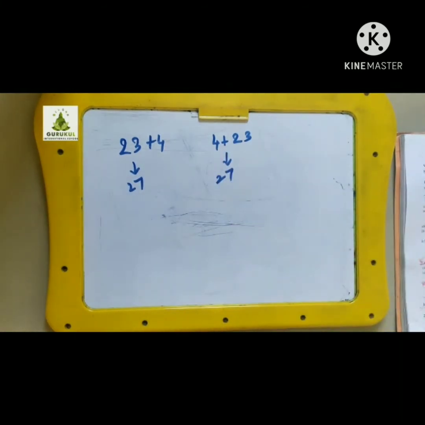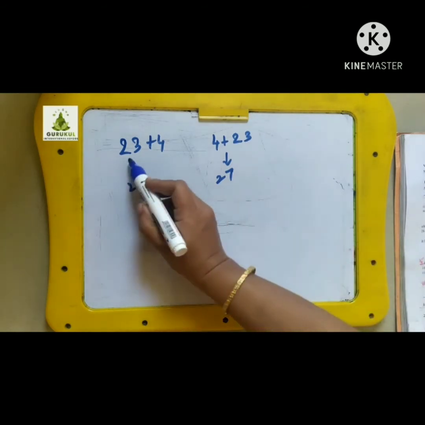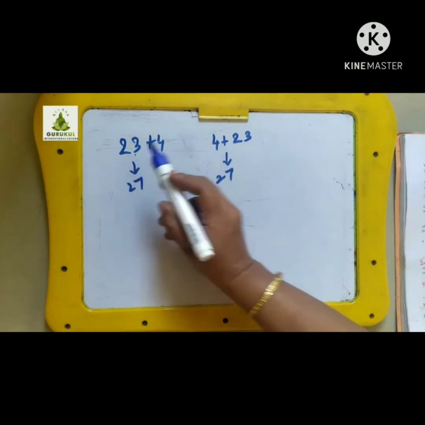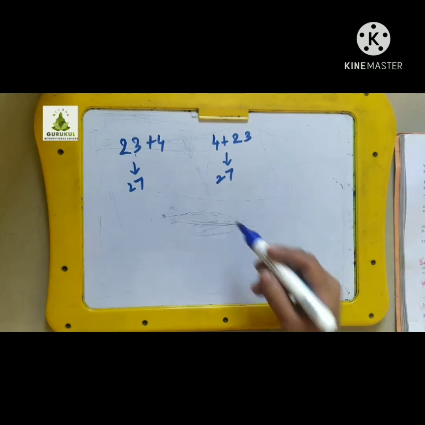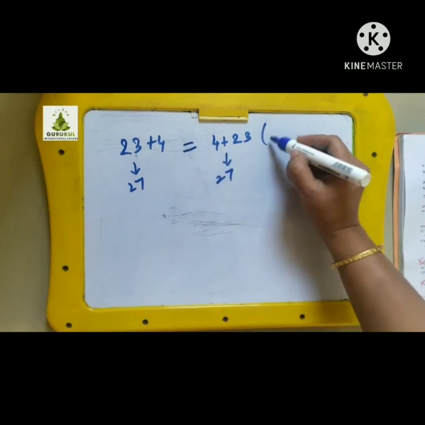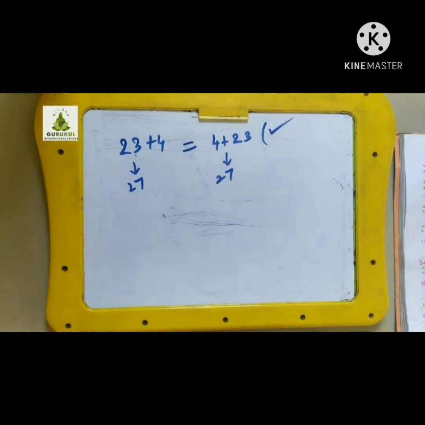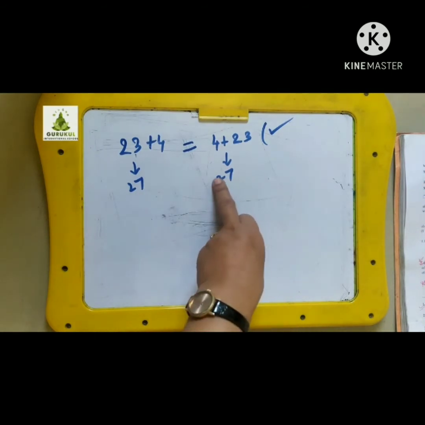See, you say your name first and your surname later, or your surname first and your name later. Does it make any difference? No. It is the same child only. That is why whether you write first 23 or first 4, or reverse, it is not going to make any change. So you say this is true. So the first number is right.